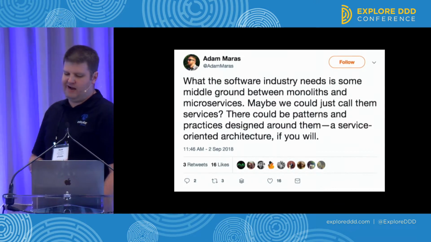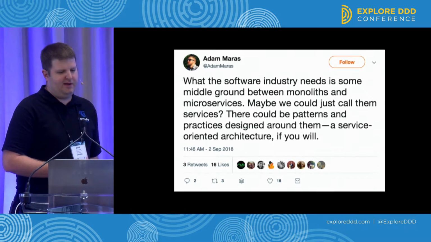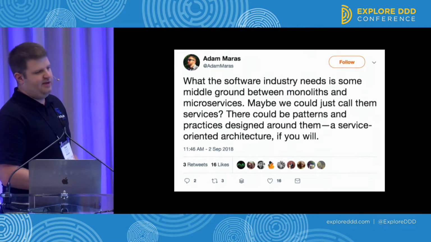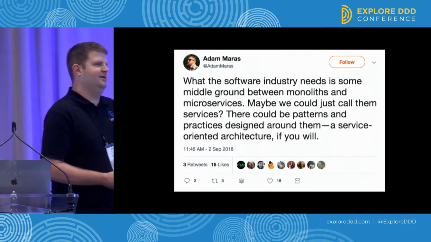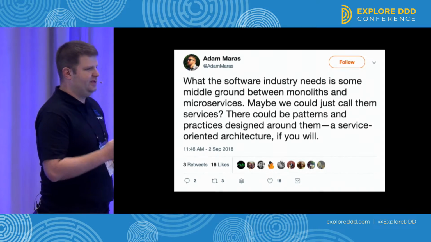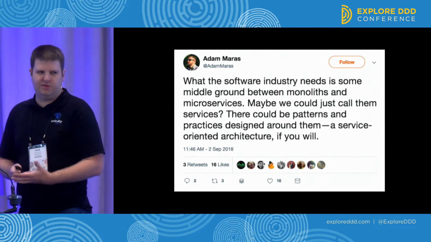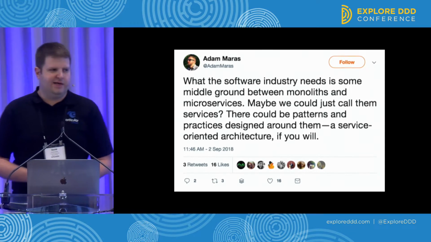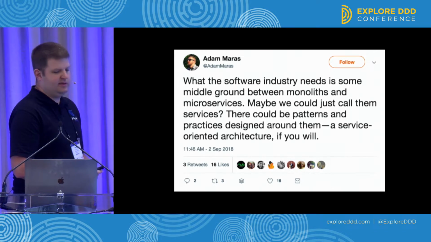Well, there's one novel idea. What the software industry needs is some middle ground between monoliths and microservices. Maybe we could just call them, I don't know, services. There could be patterns and practices around them, a service-oriented architecture, if you will. See, the term SOA came around, but then it was kind of co-opted by all the SOAPs and the WSDLs, and it was subsumed and became synonymous with HTTP, but that's not really true. Service-oriented architecture can mean exchanging asynchronous messages and lightly coupling things.